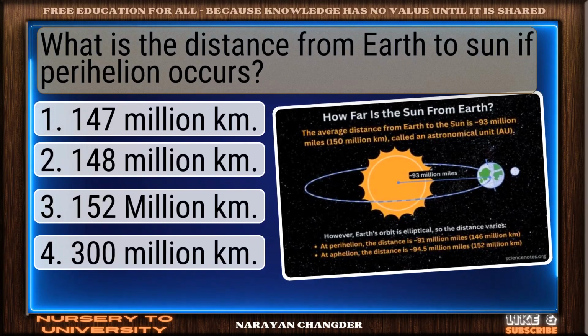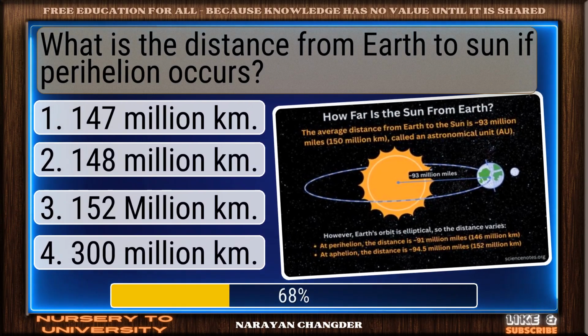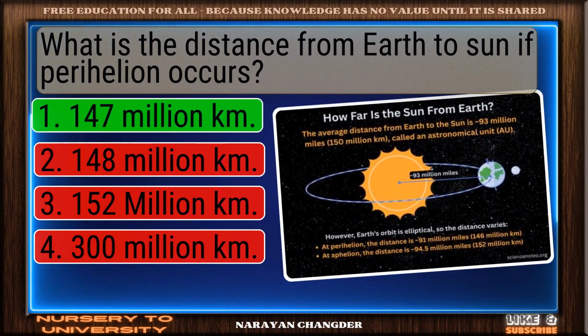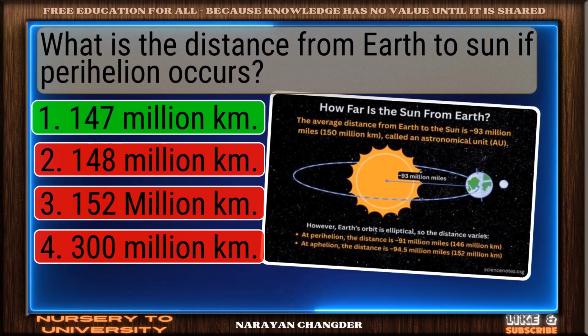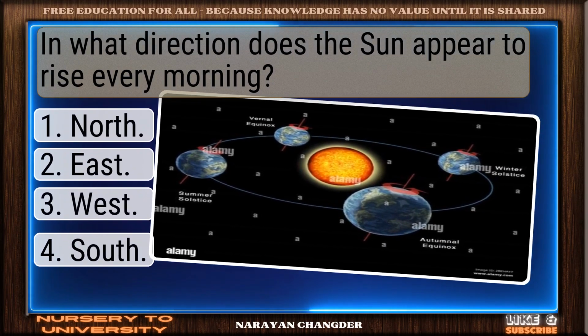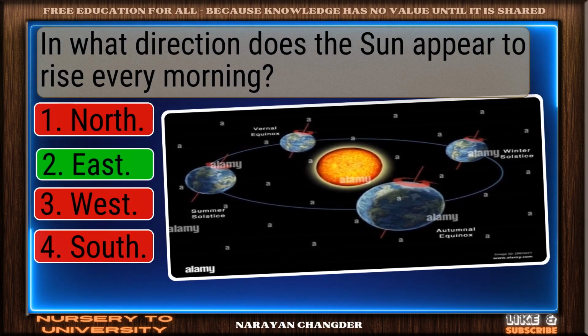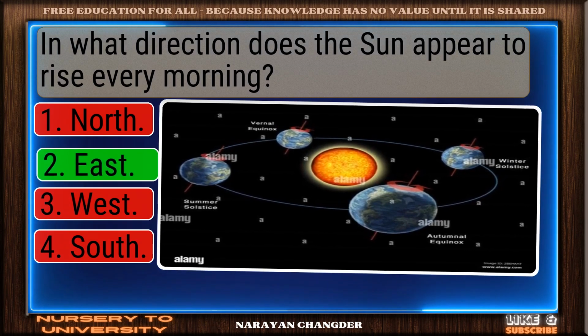What is the distance from Earth to Sun if perihelion occurs? Well picked. 147 million km is the correct answer. In what direction does the Sun appear to rise every morning? Smart move. East is an accurate answer.